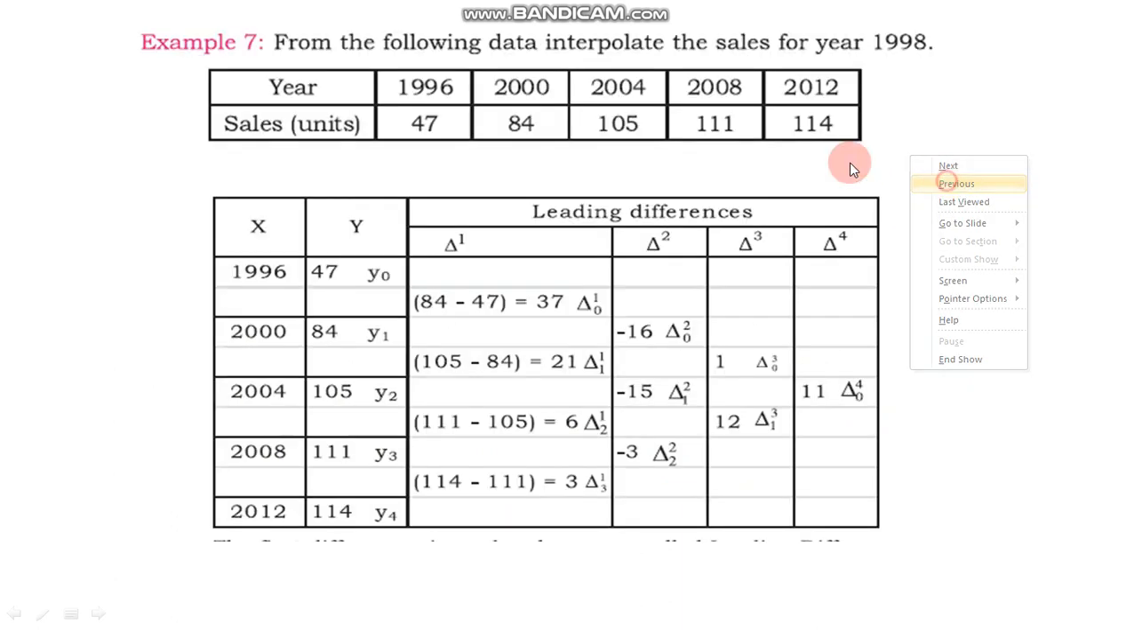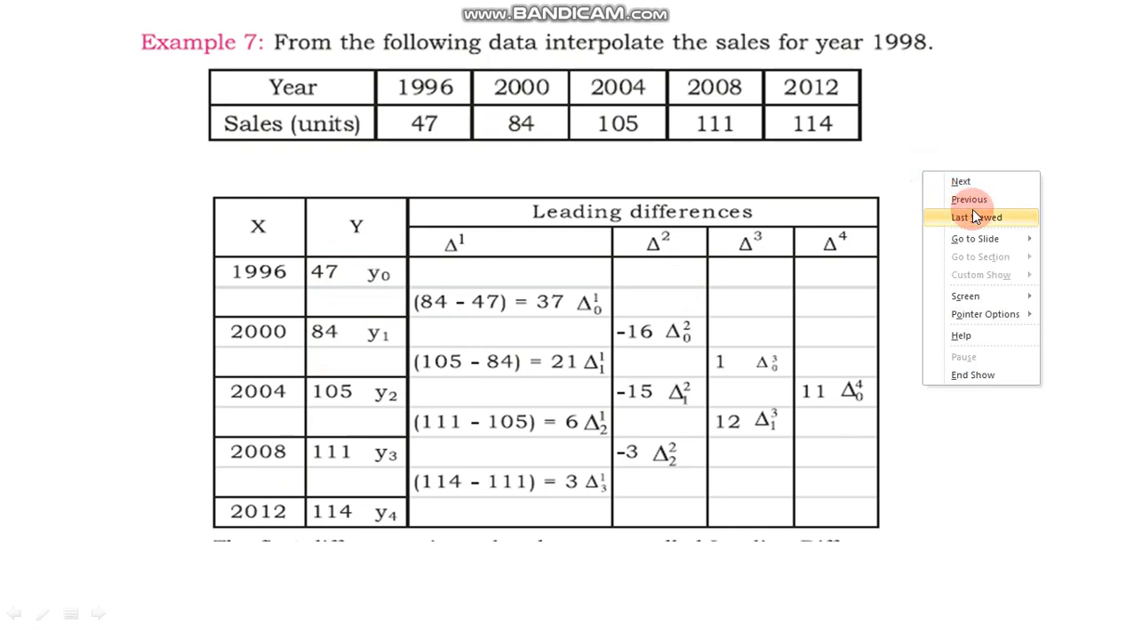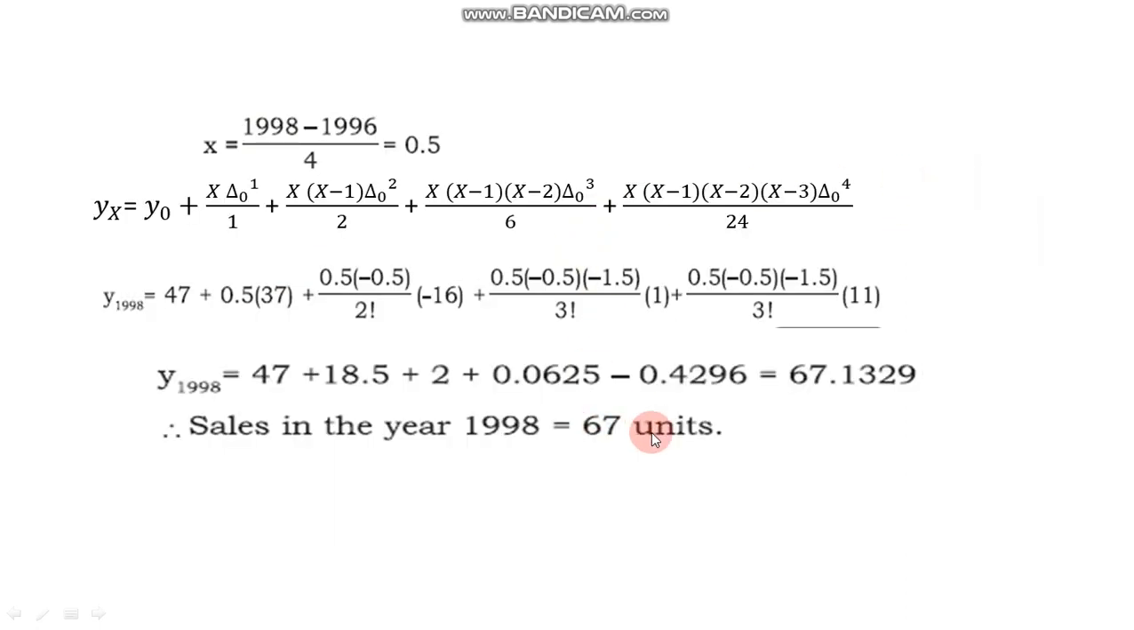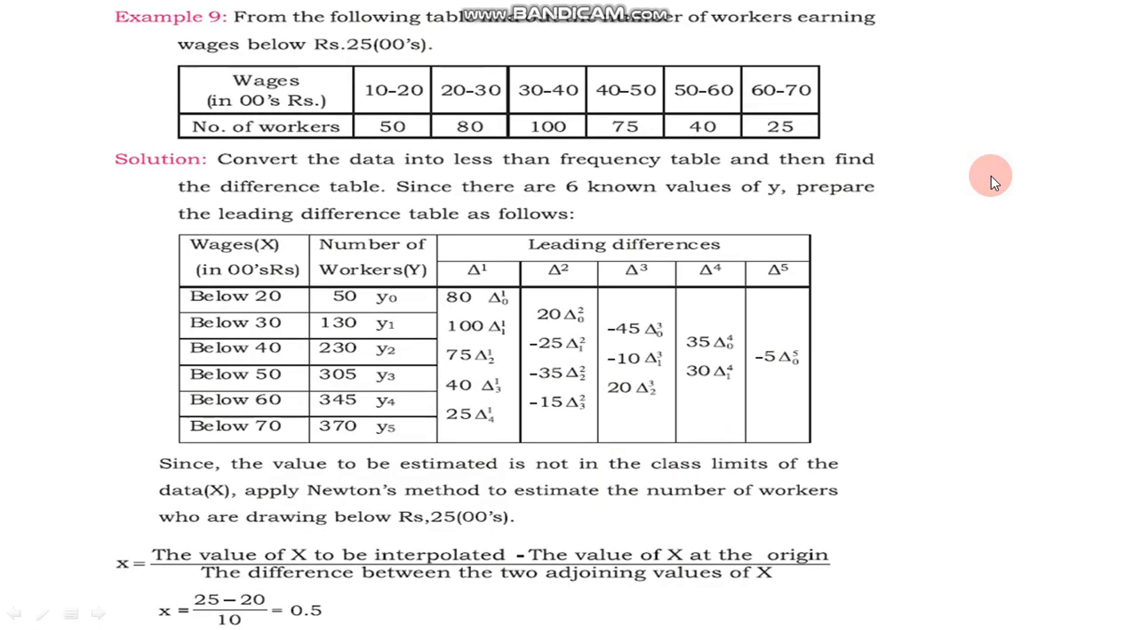Whether the answer is right or wrong, we can identify. 1998 lies between 1996 and 2000, so the answer should lie between 47 and 84. We got 67, so finally 67 is the correct answer. So similarly, we'll go for the third question.